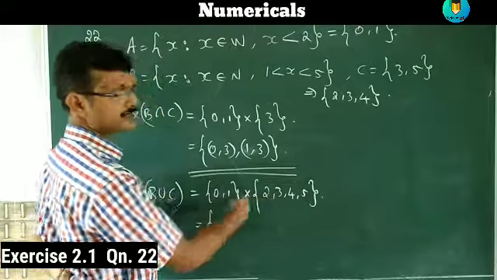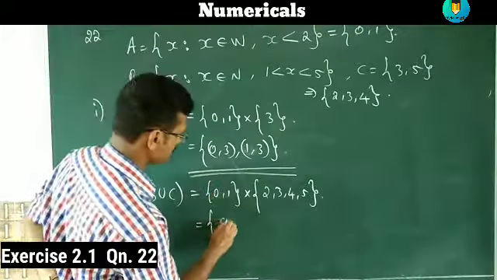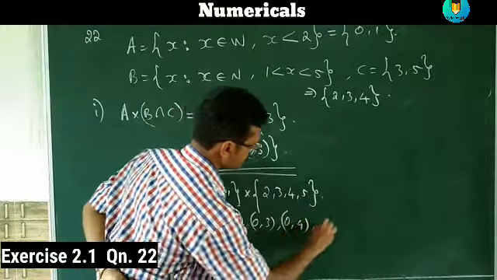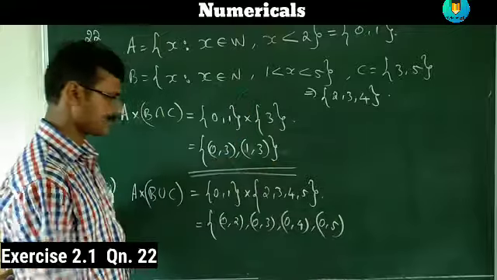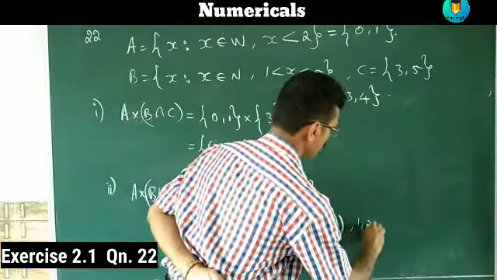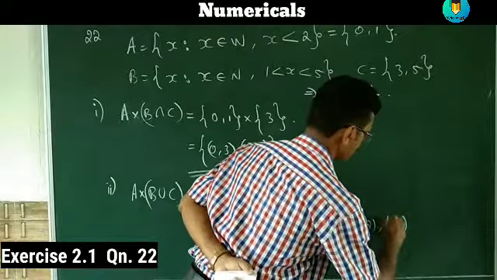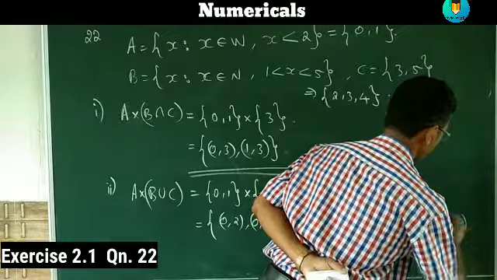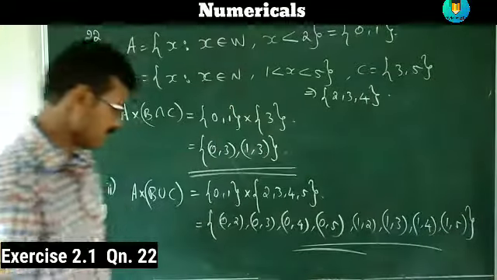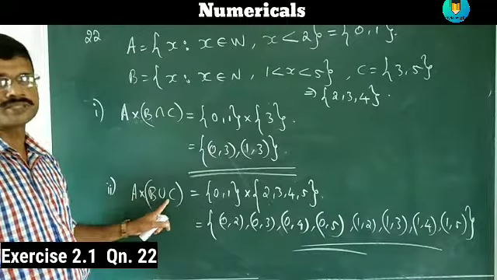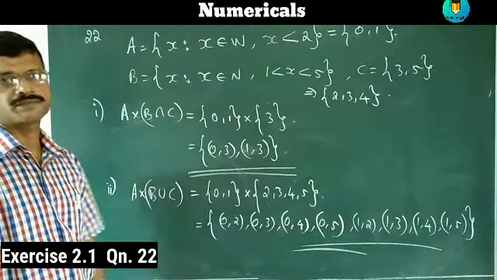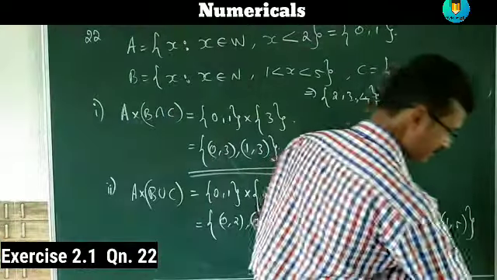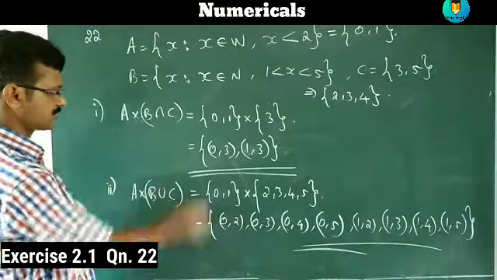Now you have to write down all the elements here. A has 2 elements and B union C has 4, so 2 into 4, 8 elements will come all together. First with 0: 0, 2; 0, 3; 0, 4; 0, 5. With 0 it is over, now with 1: 1, 2; 1, 3; 1, 4; and then 1, 5. These are the elements of A cross B union C. So part by part we find out and go for the cross product. This is this question. Pause your video, copy down all the notes.